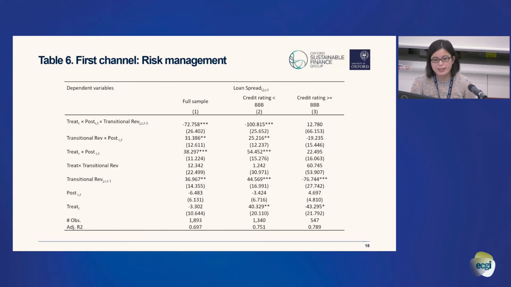So in this table we did a three-way difference-in-difference. We test whether the carbon tax could also explain some of the result. Our finding shows that the transitional revenue effect on the loan spread is much more pronounced after the introduction of the carbon tax, especially for those firms that have credit ratings lower than BBB.